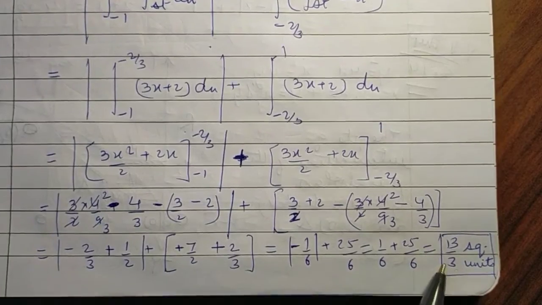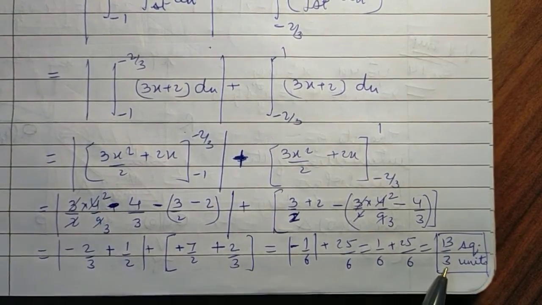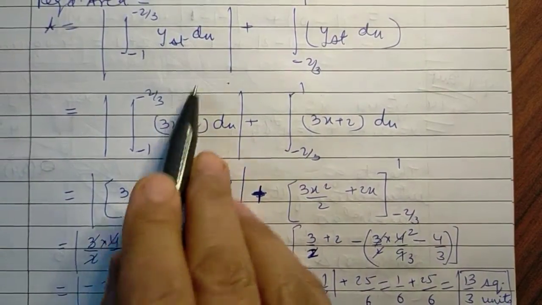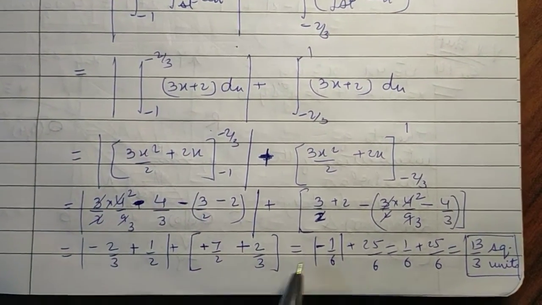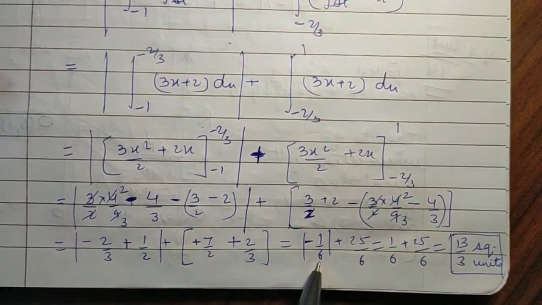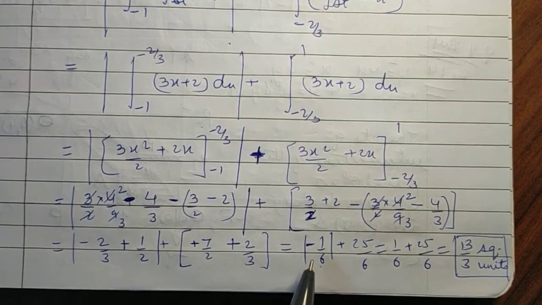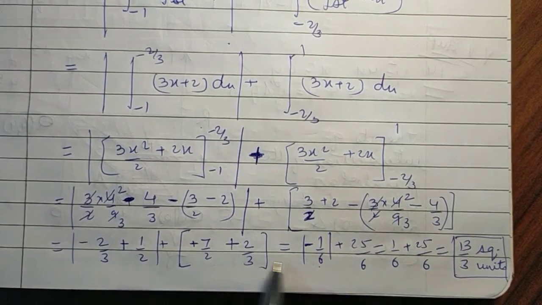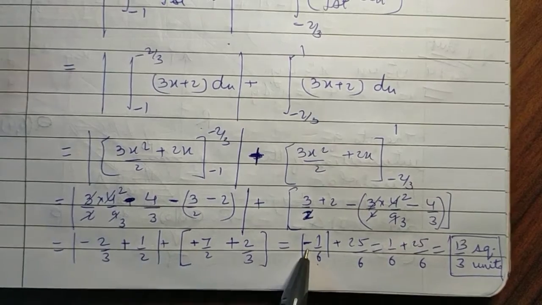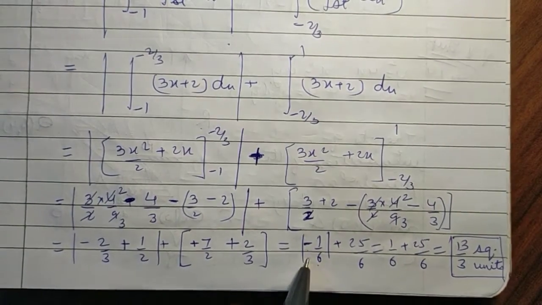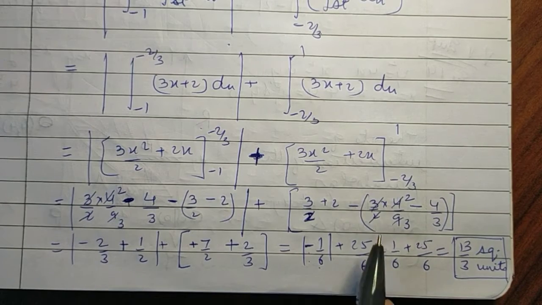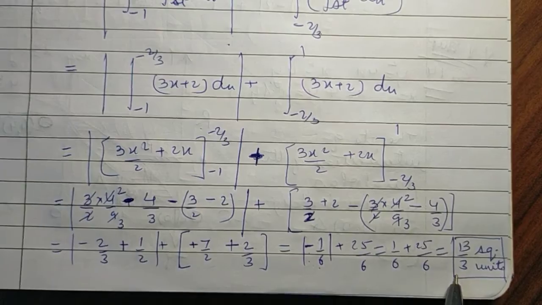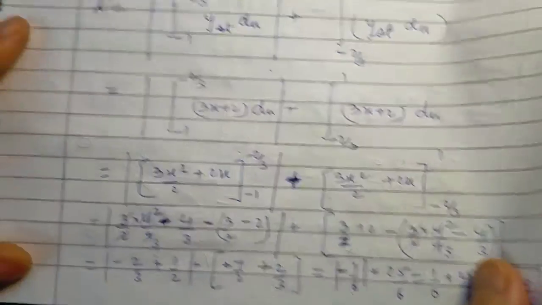and when we solve it, we get the required area as 13/3 square units. Though it looks to be positive, when you actually substitute the limits, it comes out to be negative, that is -1/6, whose modulus is required to be taken, as the area can never be negative. So we've taken the modulus, so it becomes +1/6, and 25/6 is already there, and so ultimately we get 26/6, which is 13/3 square units.